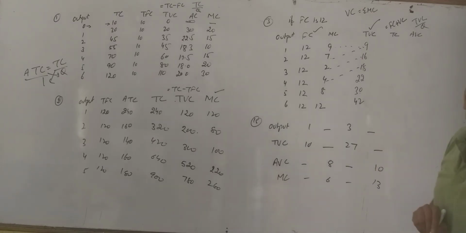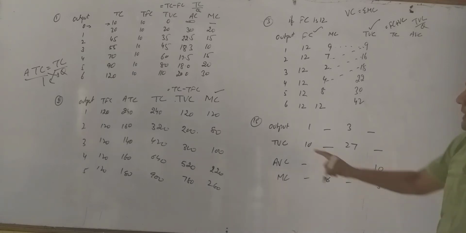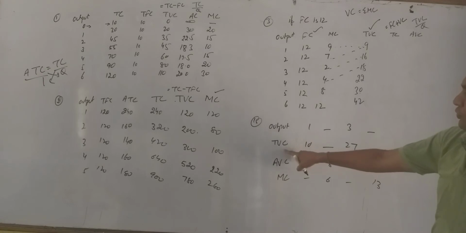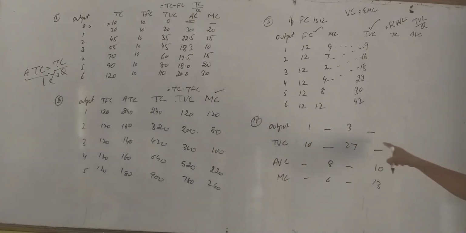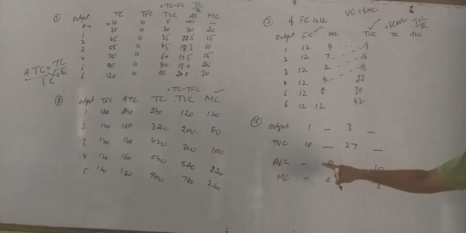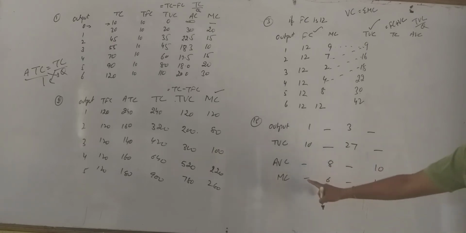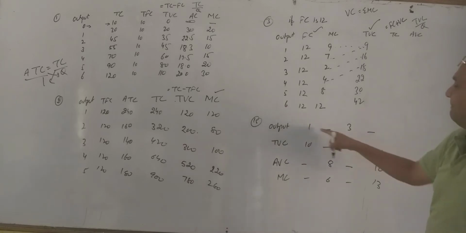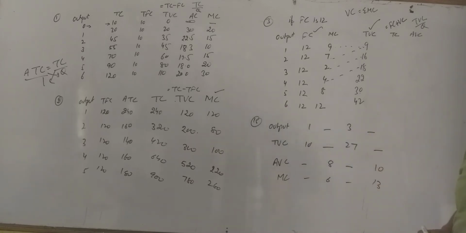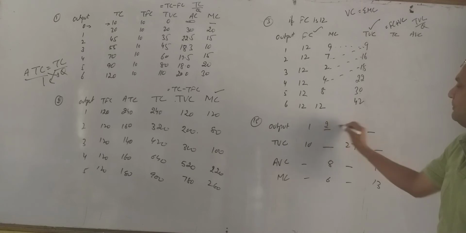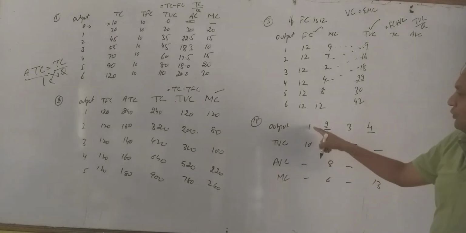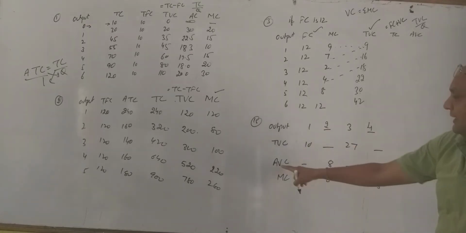Let us do one last sum for the same topic. Fill in the blanks. Here we have output 1, dash, 3, dash. Then total variable cost 10, dash, 27, dash. Then average variable cost dash, 8, dash, 10. Then marginal cost dash, 6, dash, 13. So my dear, first let us complete the output. Output always goes in continuation, so here it will be 2, here it will be 4. We cannot jump.